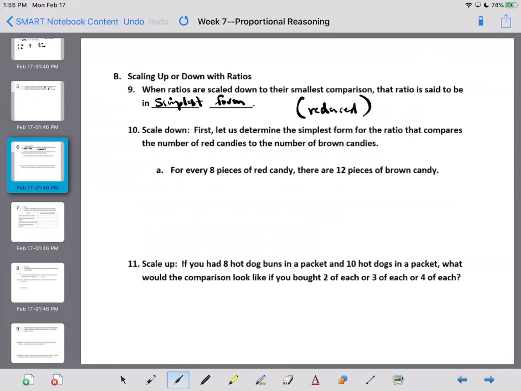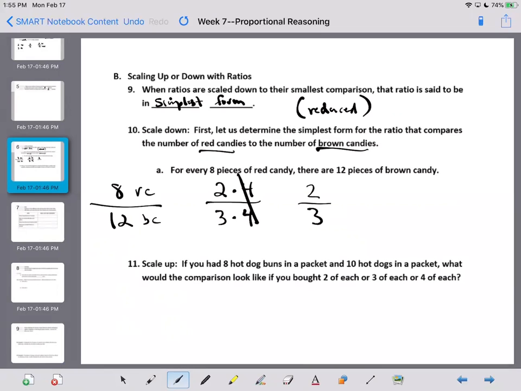So let's determine the simplest form for the ratio that compares the number of red candies to the number of brown candies. There are 8 pieces of red candies and 12 pieces of brown candies. For simplest form, 8 can be 2 multiplied by 4, and 12 can be 3 multiplied by 4. So we're looking for common factors that we can divide out, and when we divide those out, we're left with 2 to 3. So 2 pieces of red candy to 3 pieces of brown candy is the same as 8 to 12.